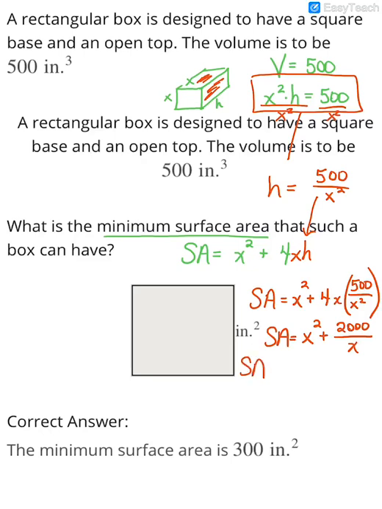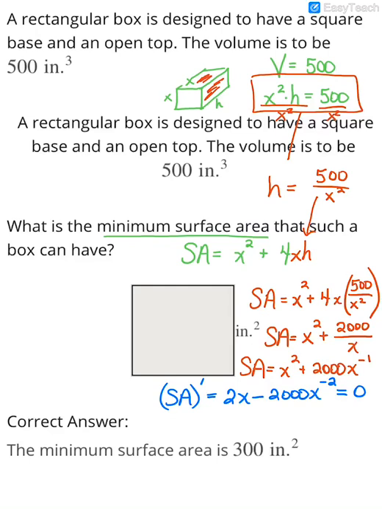So I'm going to first rewrite this as x squared plus 2,000 times x to the negative first power. And that's simply because it's just easier for me to do a power rule on derivatives than to try to do the quotient rule. So now if we find the derivative of our surface area equation, we're going to get a 2x, and then we have minus a 2,000, and then x to the negative 2 power. And in order to find a minimum, we're going to set it equal to 0 to find our critical values.